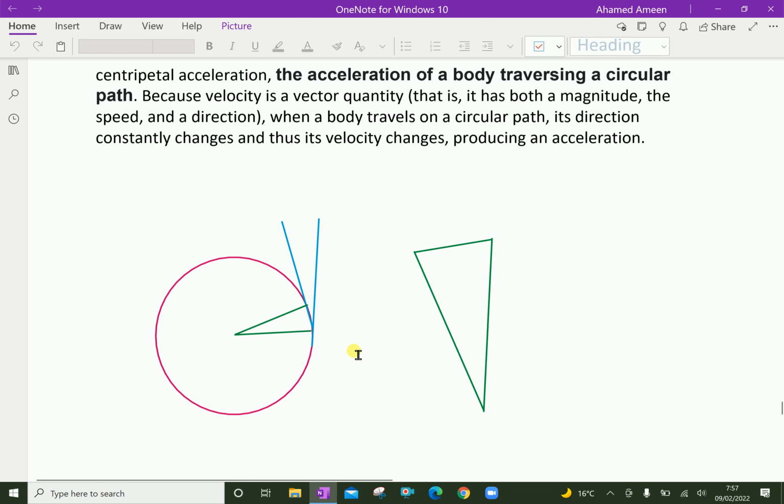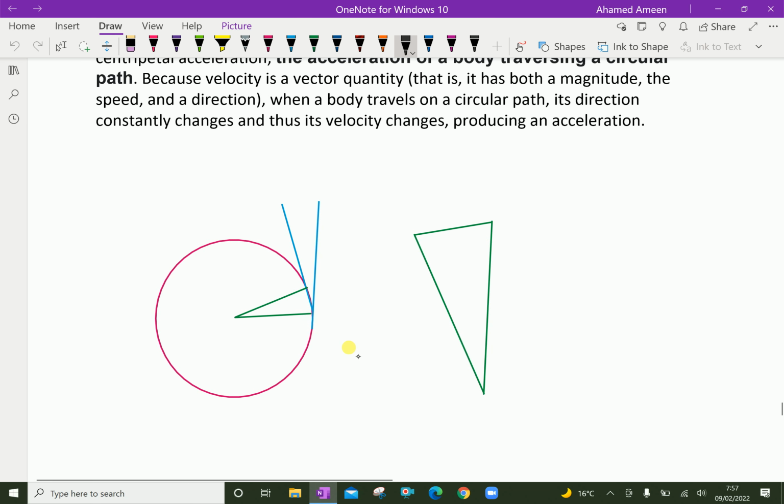Look at this figure. Here the center is O, and your body is moving around a circular path. Let this point be A, and this point be B, at some interval of time. This is the radius R, this is the velocity V, and this also is the constant velocity V. This is delta theta, and the points E and D.